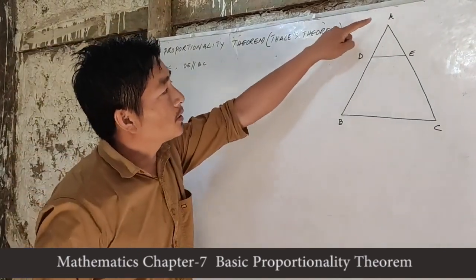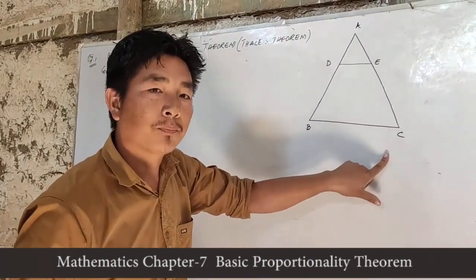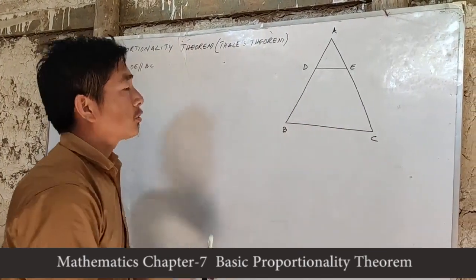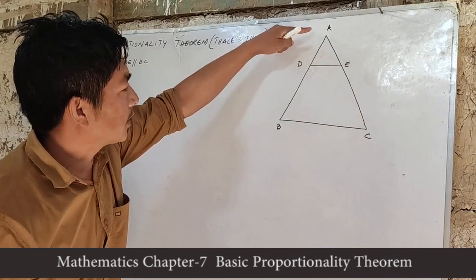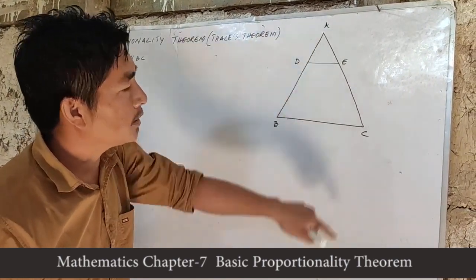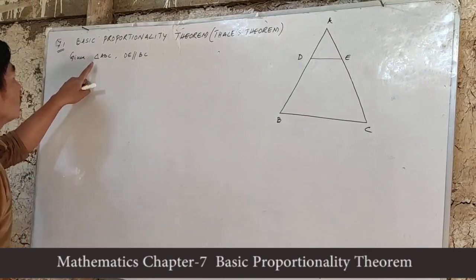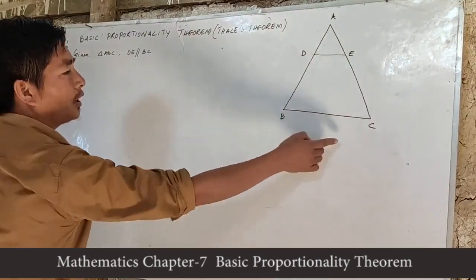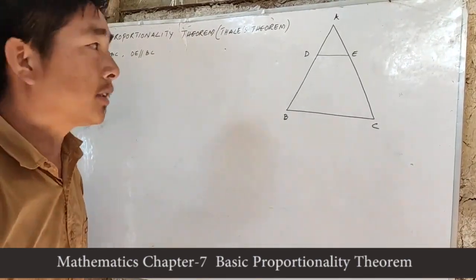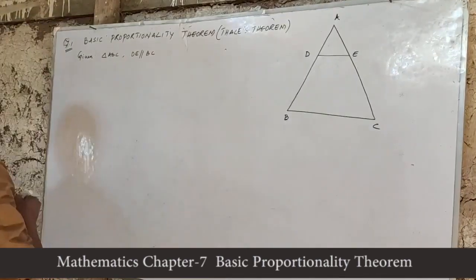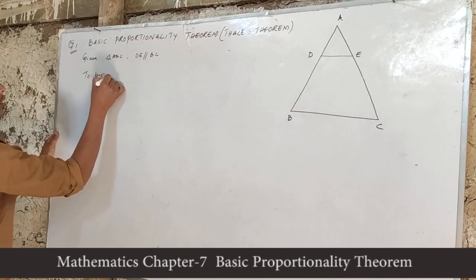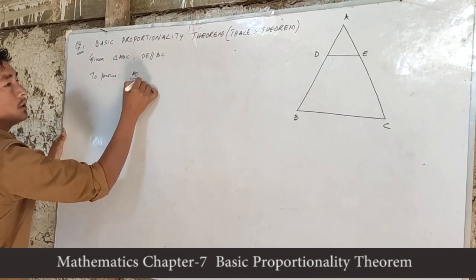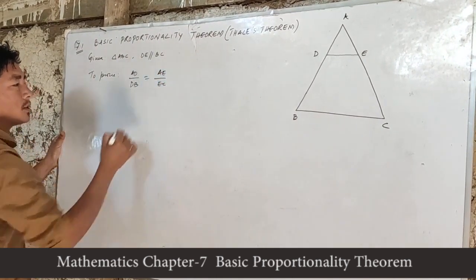Now, the given condition is that let's consider a triangle ABC, where DE is drawn parallel to one side, that is BC. Then we're asked to prove that this DE divides the intersecting sides AB and AC in the same ratio. So the given condition is a triangle ABC, DE is drawn parallel to BC, intersecting AB and AC at D and E. Now, the proof is AD divided by DB is equal to AE divided by EC.